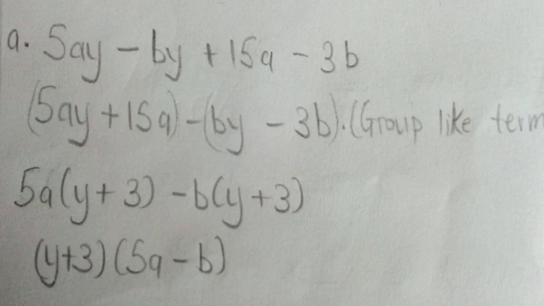In the first pair, the common factor is 5a, so the 5a comes out, and we have y plus 3 inside. In the second pair, the common factor is negative b, so negative b comes out, and what is left is y plus 3. So we have a final answer: (y plus 3)(5a minus b).